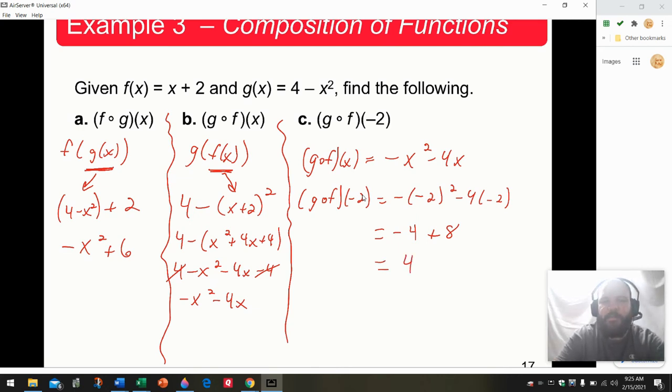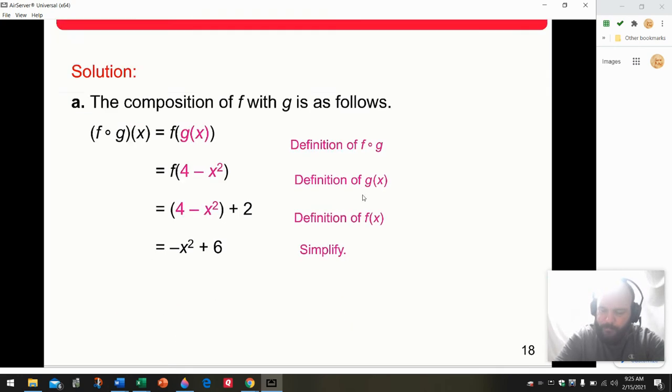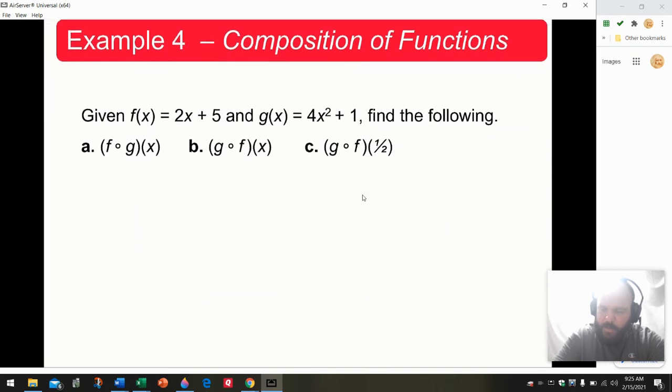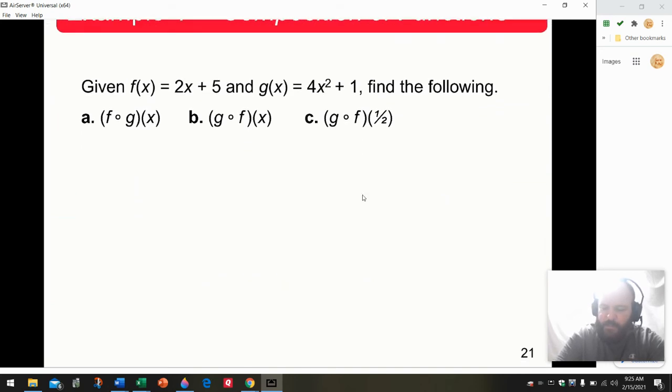So there's 3 examples of how to compose 2 functions together. Now I am going to show you one more example. This example is probably a little bit more involved just because each of the functions have a little bit more going on in them. Something to keep in mind is when we do, let's say we had to do g of f, which we do for the second part. So I'm going to take this part and put it in here for x.